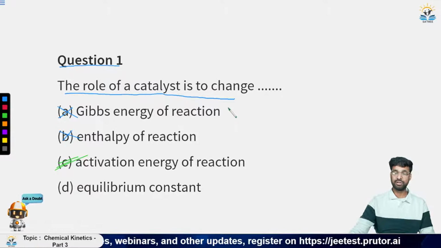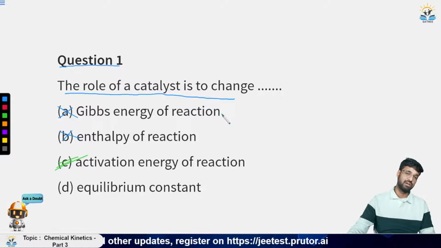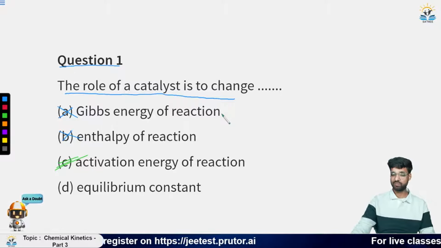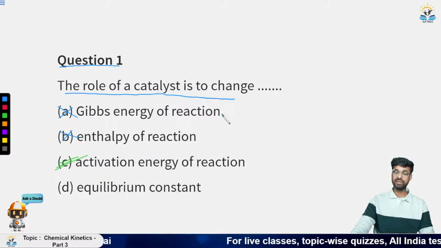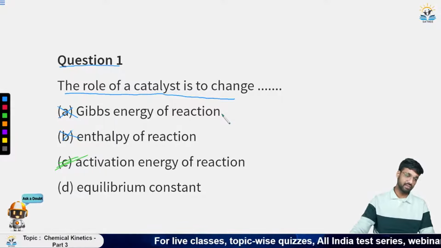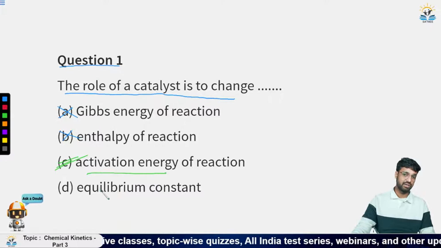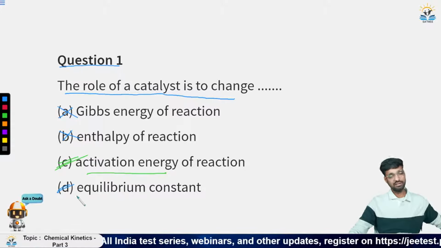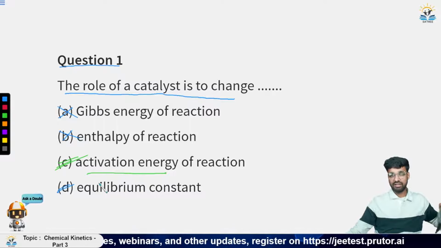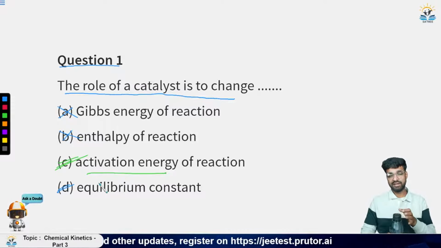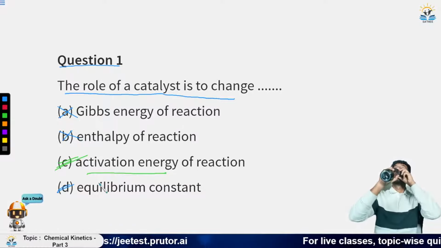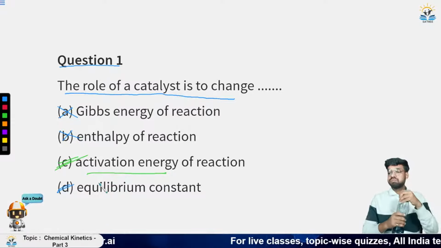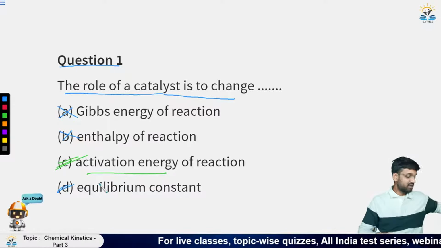So enthalpy of reaction is also not changed, because we are only putting down the energy of the activated complex, but the energy of reactant and product is on the same level. So it only changes the activation energy. Equilibrium constant, we have defined it very well, that a catalyst changes both rate of forward and backward reaction. So the net change is defined as the equilibrium constant, so there will be no net change, and hence no change in equilibrium constant also. Now let us move to our next question.